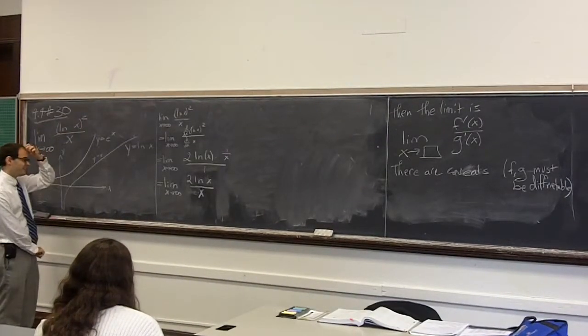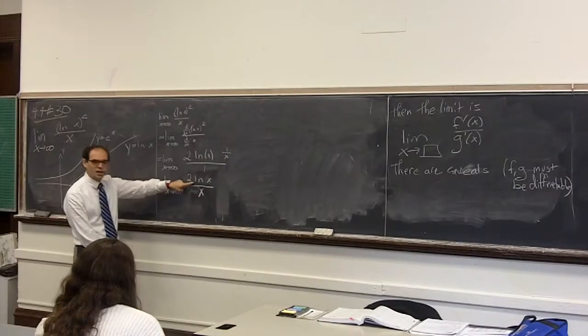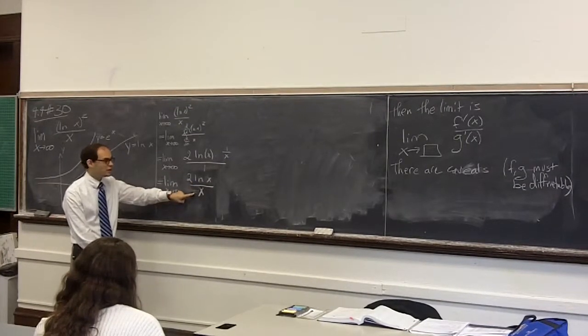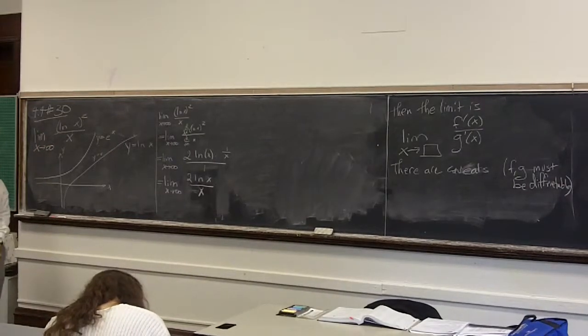So let's see here. Let's see what's happening on here. Where does natural log of x go? Infinity. Where does x go? Infinity. Oh wait, this is another infinity over infinity situation. Now let's do it again.